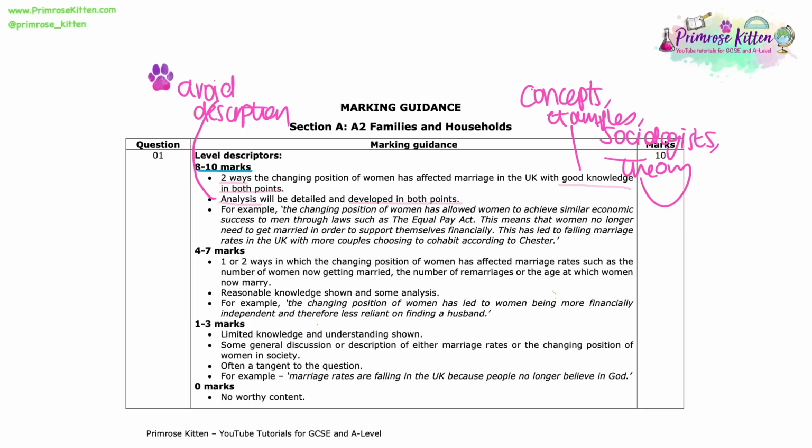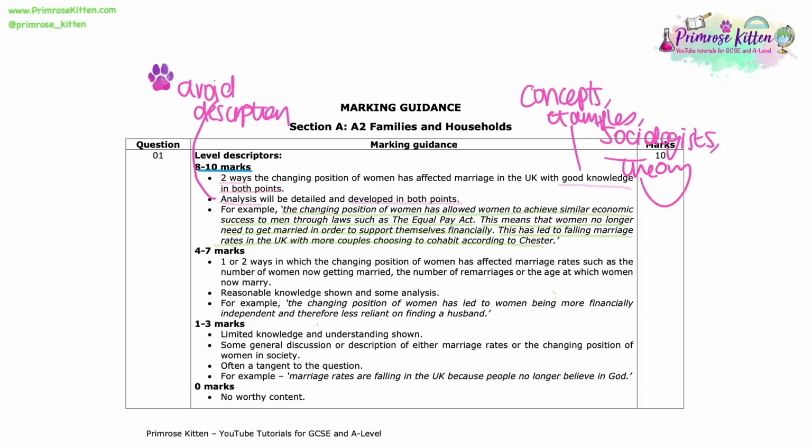If you have a look at that example sentence, the changing position of women has allowed women to achieve similar economic success to men through laws such as the Equal Pay Act. This means that women no longer need to get married in order to support themselves financially. This has led to falling marriage rates in the UK, with more couples choosing to cohabit, according to Chester. So just within that couple of sentences, you've got a specific example, such as the Equal Pay Act. You've got that lovely little phrase, "this means that," which shows the examiner that we are applying some analysis. You've then got another phrase that I absolutely love, "this has led to," showing further analysis. And then finally, a key concept in cohabitation and a sociologist identified with that.